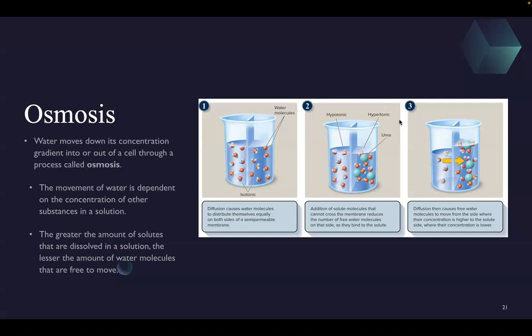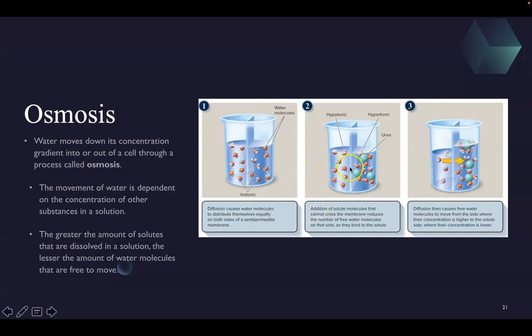Osmosis is when water moves down its concentration gradient into or out of a cell, and the movement of water is dependent on the concentration of other substances in a solution as well. So the greater the amount of solutes that are dissolved in a solution, the lesser the amount of water molecules that are free to move. You can remember we talked about whenever we had an equal distribution of water molecules and solutes, or just water molecules in a glass, that's an isotonic solution. Isotonic means it is equal, an equal distribution.